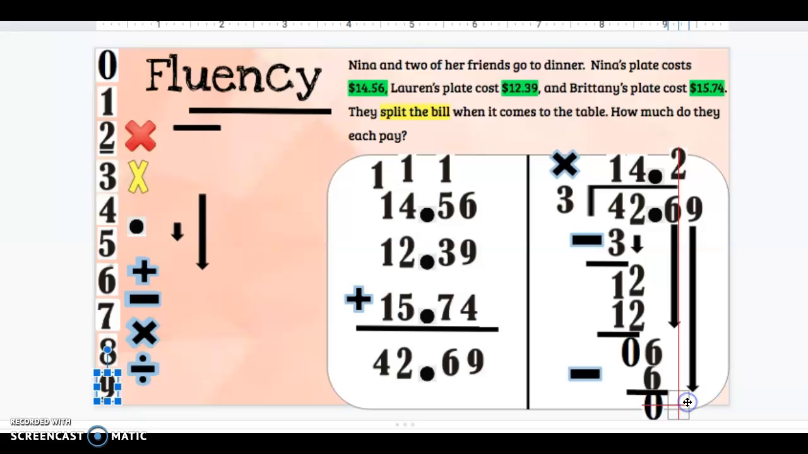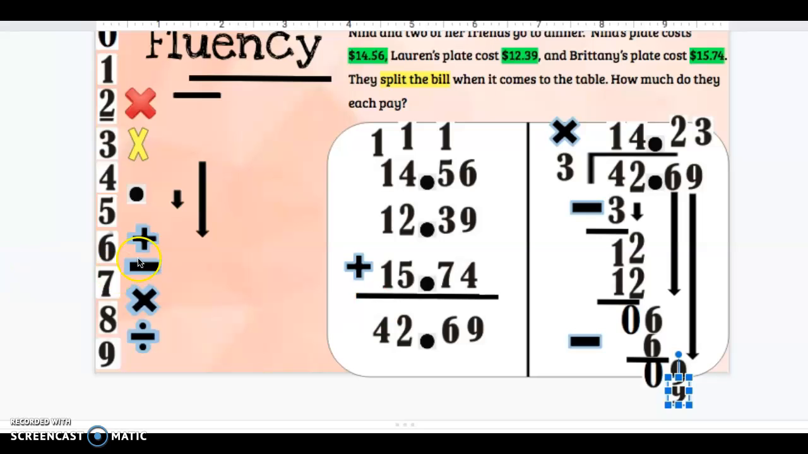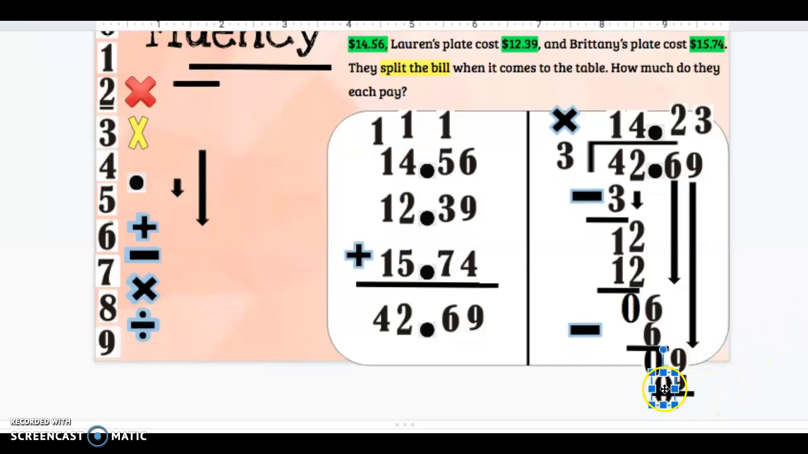And then you got to do 3 times what gets you close to 9? Let's think. 3, 6, 9. 3. That gives me 9. And 9 minus 9 is 0. So we are done. So they're each going to pay $14.23. So you're going to tell us that each individual will pay $14.23. And that's fluency for today.